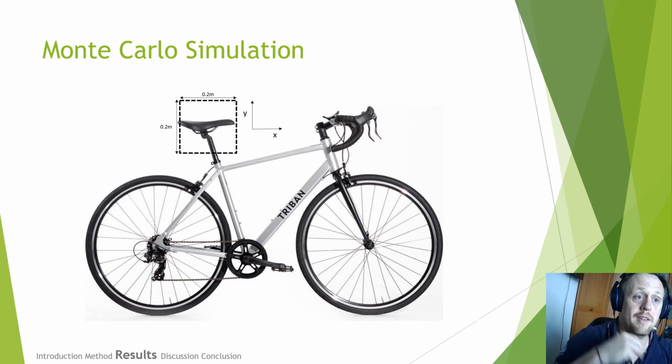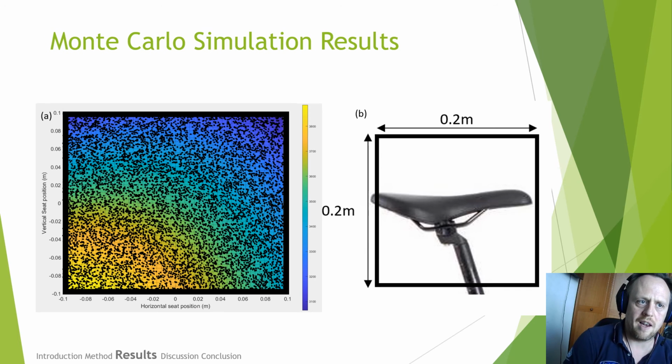So we then completed the simulation again a further 10,000 times using a randomized seat position within a range of 20 centimeters by 20 centimeters, as you can see on that image there. The maximum compressive patellofemoral forces were then stored for each seat position. The image on the left shows the results, with each dot representing a simulation, and the color contour is related to the maximum compressive force.